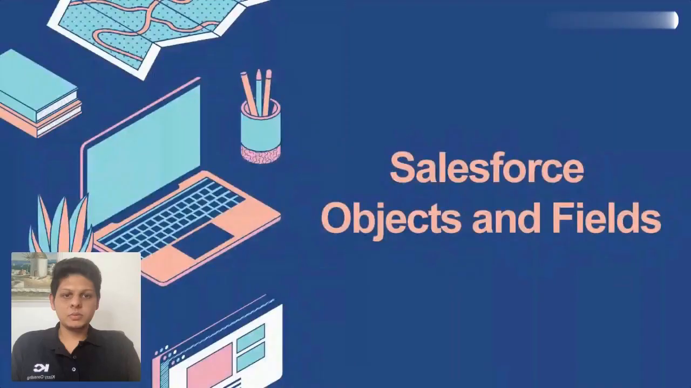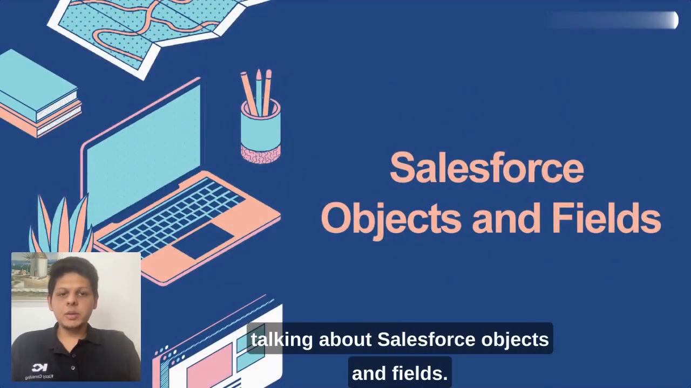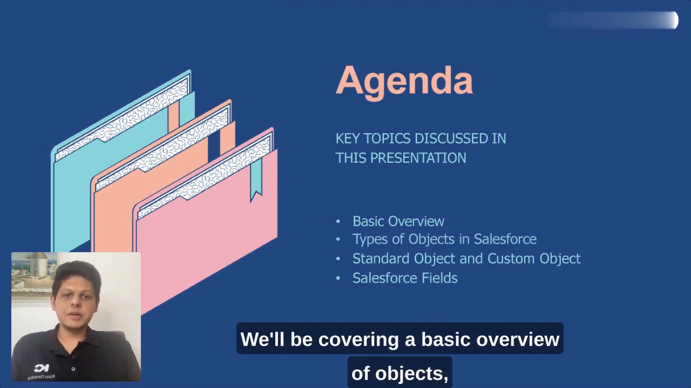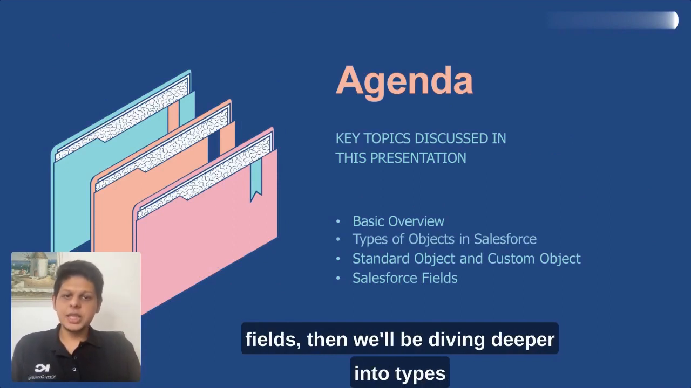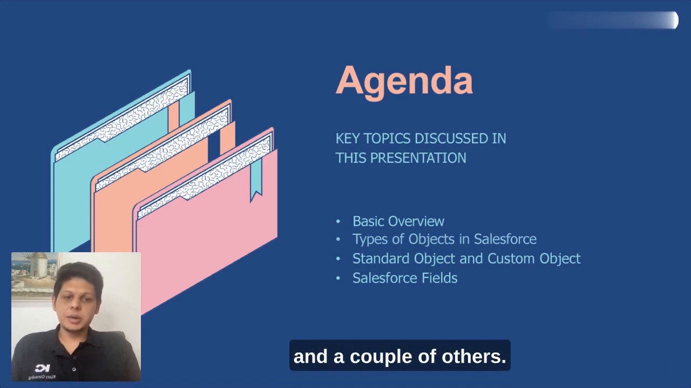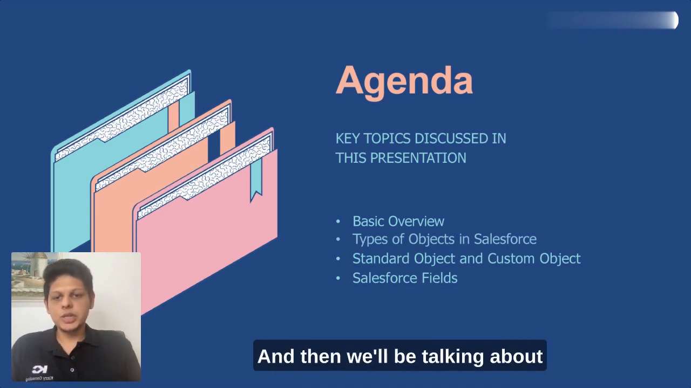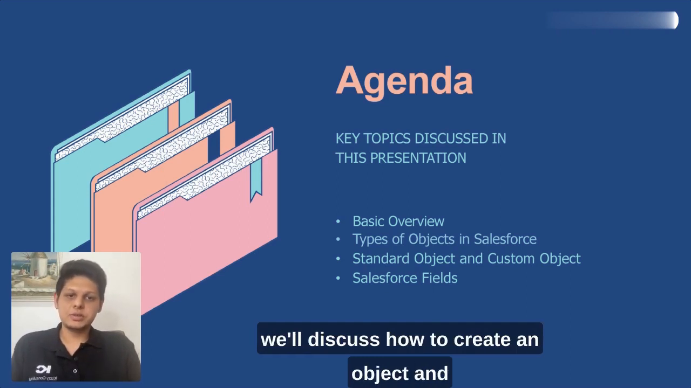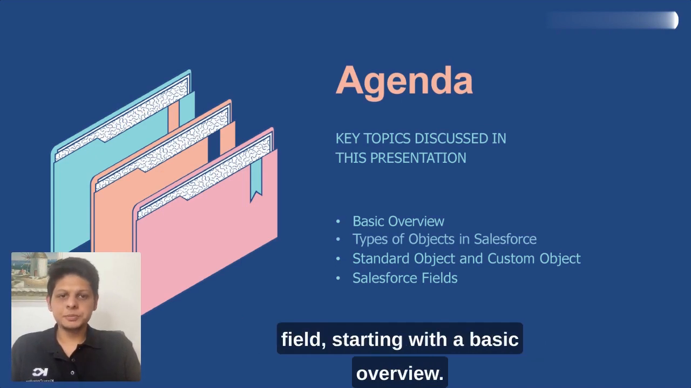So in today's session, we'll be talking about Salesforce Objects and Fields. Let's start with the agenda of this session. We'll be covering a basic overview of objects and fields. Then we'll be diving deeper into types of objects in Salesforce: standard objects, custom objects, and a couple of others. And then we'll be talking about Salesforce standard and custom fields. And we'll also have a live session wherein we'll discuss how to create an object and field.